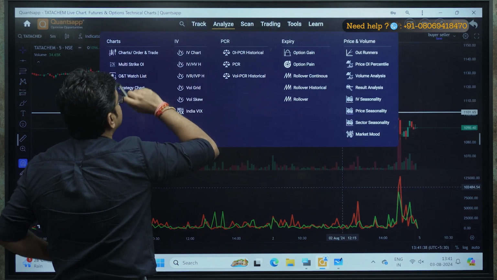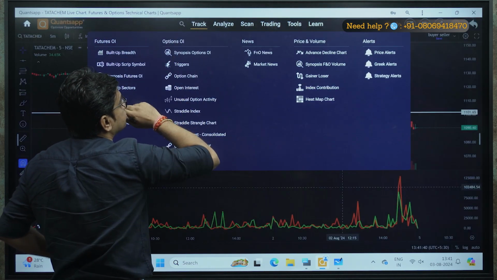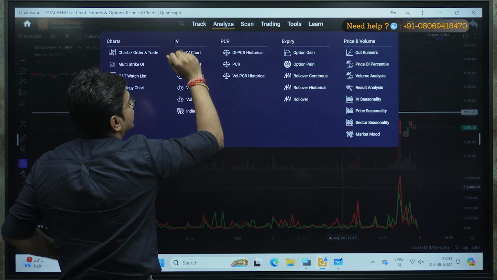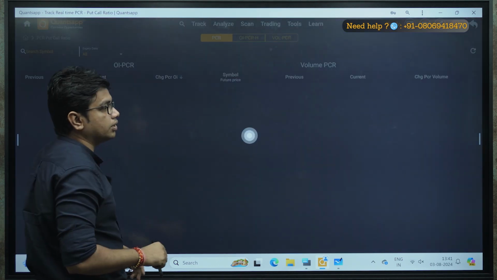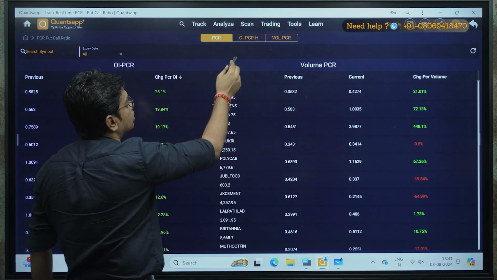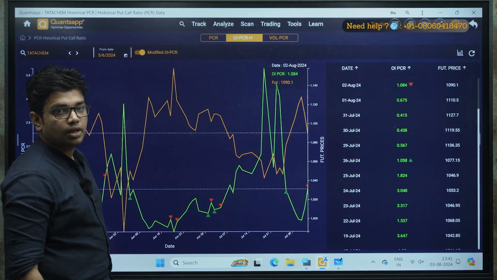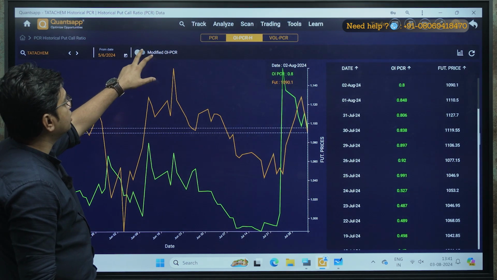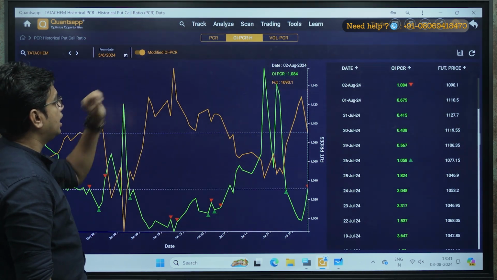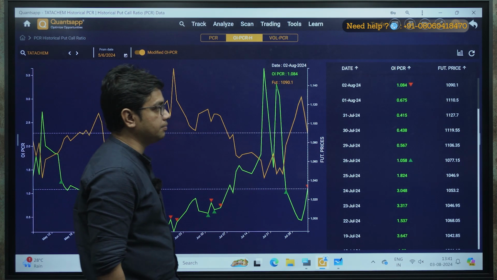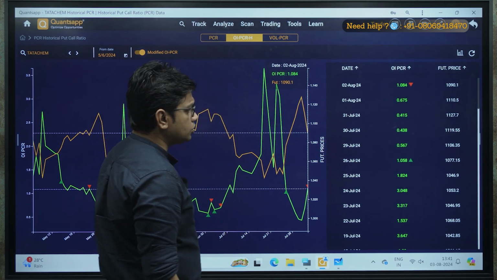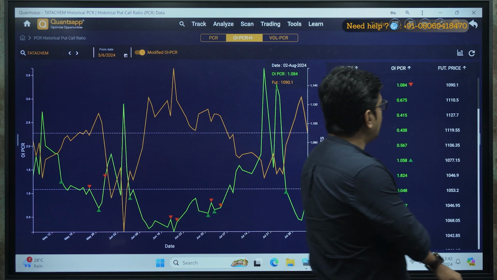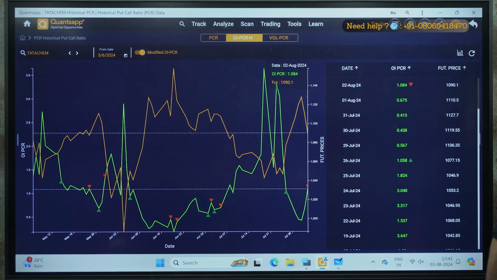I'll go to analyze, I'm sorry, just a minute. I'll go to analyze and I'll select PCR. In PCR I'll select OI PCR Historical. Here you can see modified PCR and OI PCR. So I will just click modified PCR. Here you can see how it is giving me accurate data.